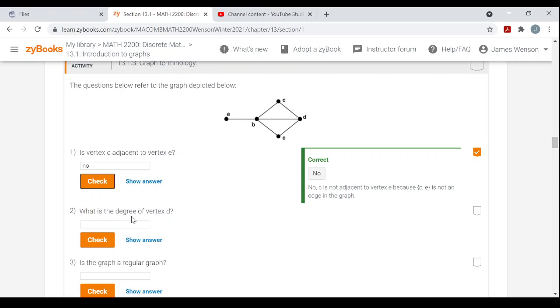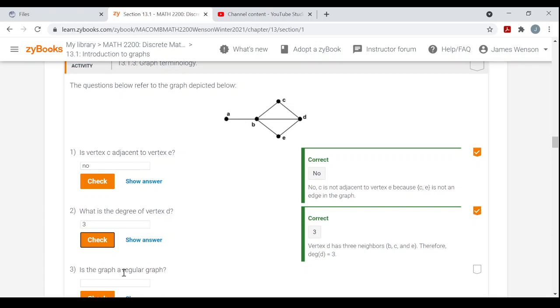What is the degree of vertex D? How many neighbors does D have? Well, C, B, and E. 3 lines coming off of it. The degree of D is 3.